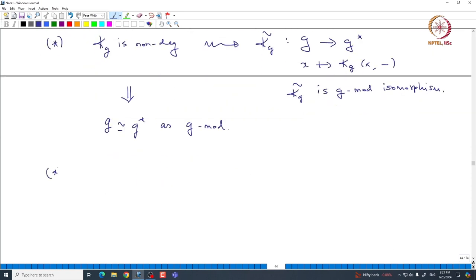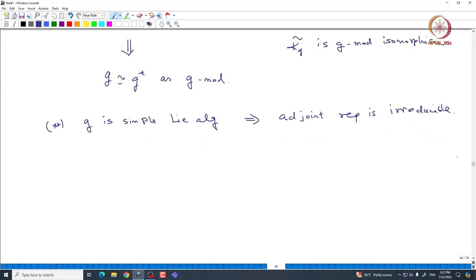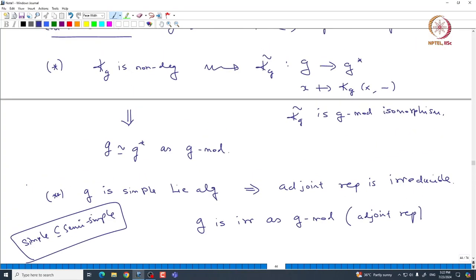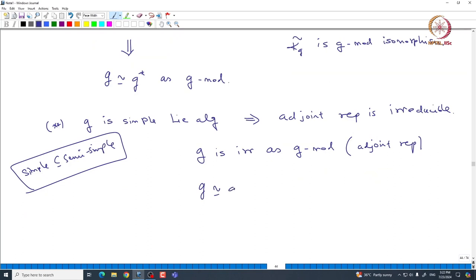Now if we start with G being a simple Lie algebra, then that implies immediately that the adjoint representation is irreducible. So G is irreducible as a G-module, and we are talking about the adjoint representation. Now simple implies semi-simple; simple is contained in semi-simple. If you put them together, you have kappa_G non-degenerate, so that implies that G is isomorphic to G dual.